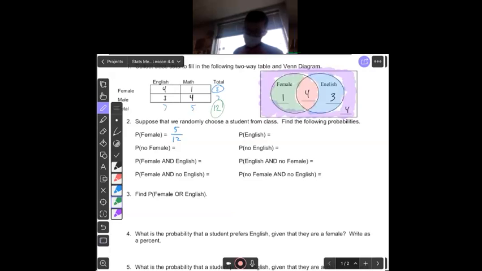What's the probability that a student chosen at random would prefer English? So we're getting that 7 out of 12 from Mason. Okay, so the total of the English column, okay, so 7 out of 12.